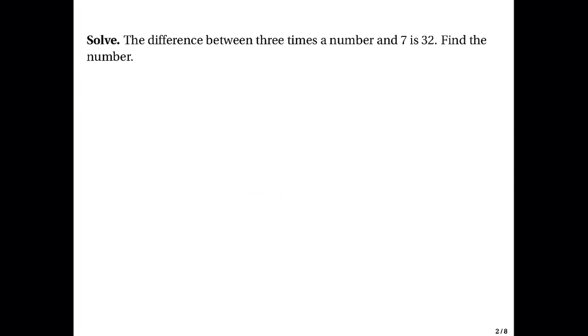So we want to solve the following. The difference between 3 times a number and 7 is 32. Find the number. Okay, so in here we have a number, and then we multiply it by 3 and then subtract 7, and we should get 32. So what number will that be? Let's start by introducing a variable for the number that we want. So let x be the number.